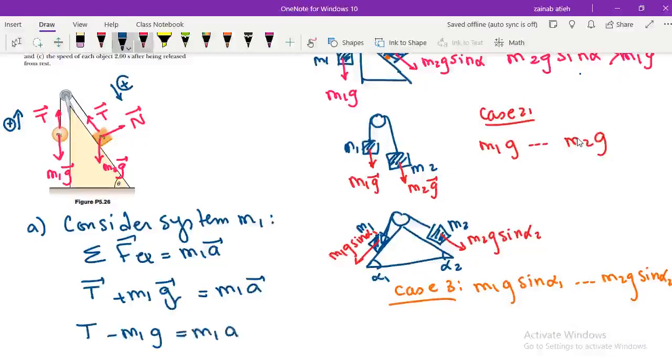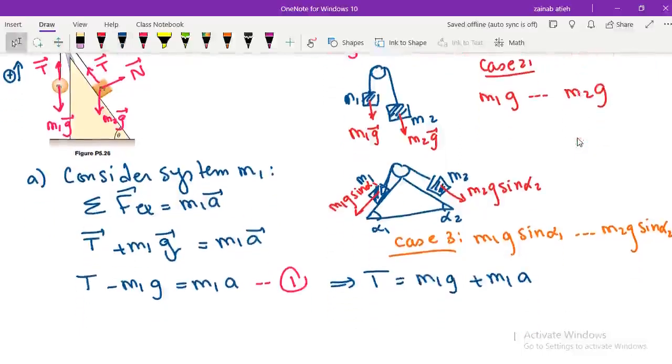I will call this equation 1. I will find T from this equation لأنه راح أحتاجها تحت. So T is equal to M1G plus M1A. هلأ بشتغل على system M2. So consider system M2.